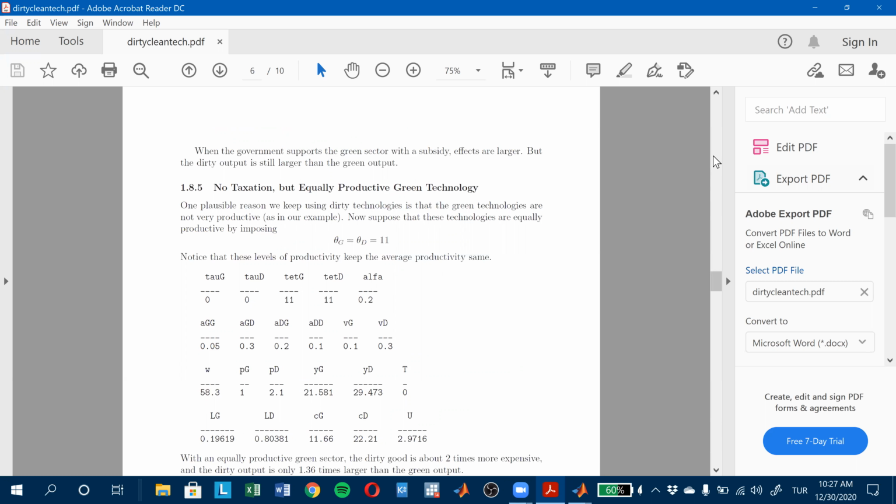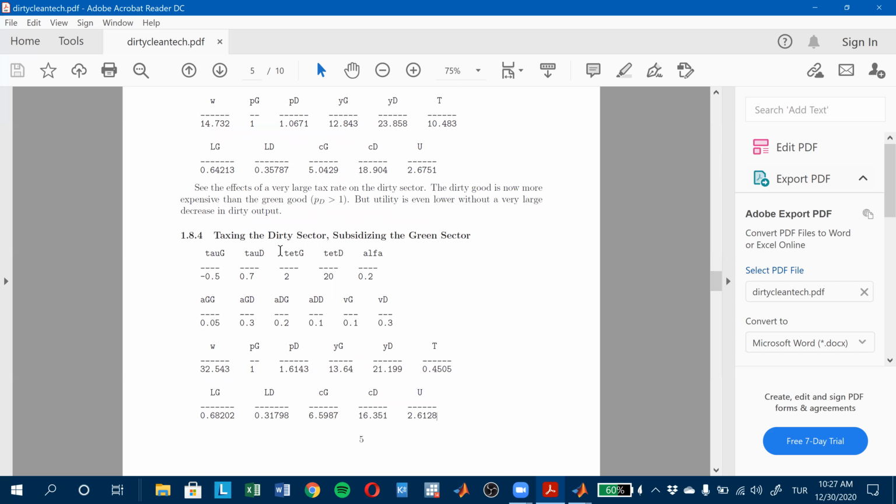Now, one problem, of course, is this productivity difference. Green technology is not very productive. In fact, dirty technology is 10 times more productive than the green technology. So even under heavy taxation of the dirty sector and heavy subsidization of the green sector, the economy still produces a large amount of dirty output.